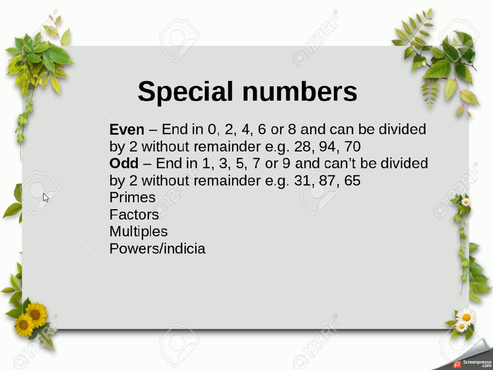An odd number ends in 1, 3, 5, 7 or 9. So it's the opposite to the evens. The evens have 0, 2, 4, 6 and 8. The odds have 1, 3, 5, 7 or 9. The examples here are 31, 87 and 65. Just as the even numbers can be divided by 2, the odd numbers can't be divided by 2 without giving a remainder or fraction. So if I divided 31 by 2, it would give me 15 and a half. I've got that fraction part to it.